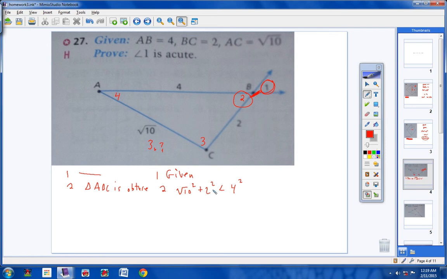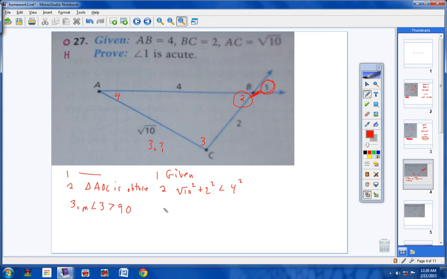Remember, we learned that in the lesson today. If the sum of the squares of your two shorter sides is less than the square of the longest side, then you have an obtuse triangle. So I'm going to state that triangle ABC is obtuse. Now think about it. Come on, guys. If I state that triangle ABC is obtuse, next I'm going to state which angle is obtuse. Well, I'm going to say that the measure of angle 3 is greater than 90.